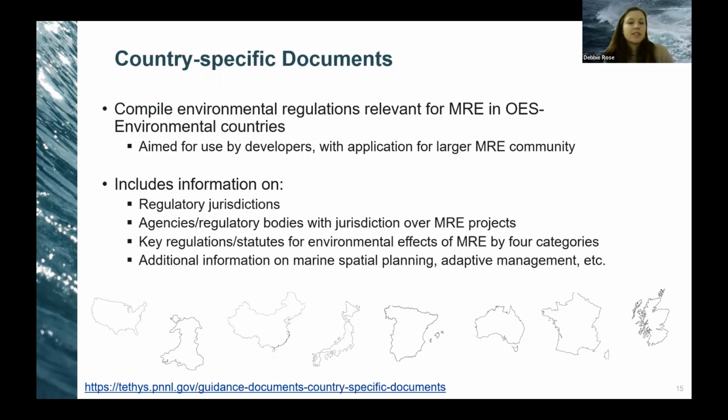And the goal, again, is to develop these for each of the OES-Environmental countries, working with the existing country representatives to do so. So these documents include information on regulatory jurisdictions, agencies or regulatory bodies with jurisdiction over MRE projects, key regulations or statutes for environmental effects based on the 4 categories, and additional relevant information such as on marine spatial planning or adaptive management.